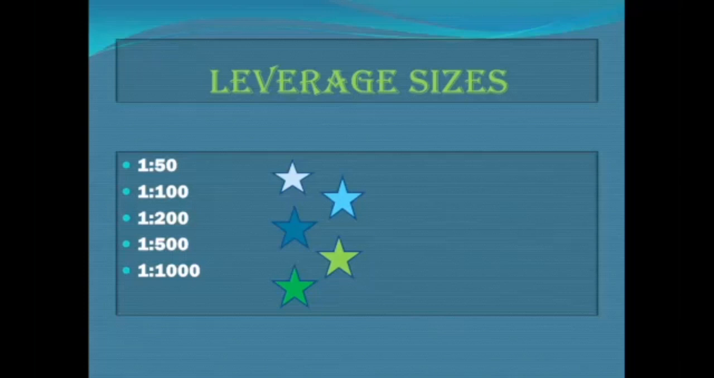Now, the minimum security margin for each lot will vary from broker to broker. In the example above, the broker requires a 1% margin. This means that for every $100,000 traded, the broker wants 1,000 as a deposit on the position.